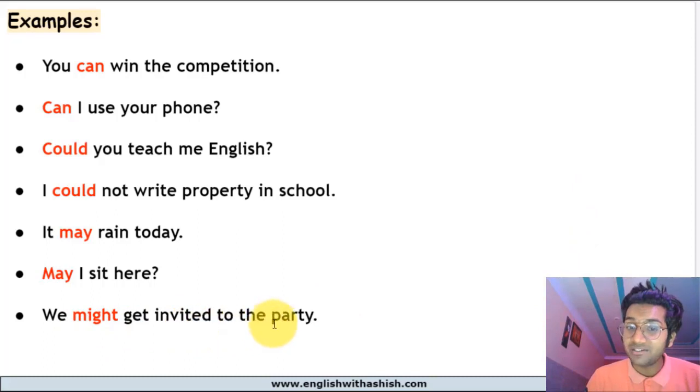We might get invited to the party. So might is just like may, right? It is also used to talk about the possibility of an action, of an event, but the possibility is slightly lesser than may, right? If I say it may rain today, it's a 70-80% chance it actually may happen. It might rain today, it might rain, right? The possibility is there, but I'm not very confident about it, right?